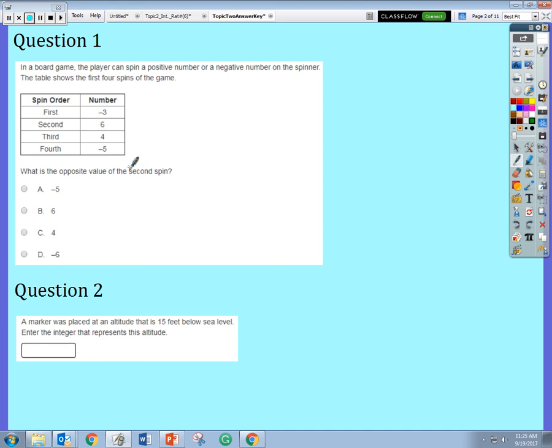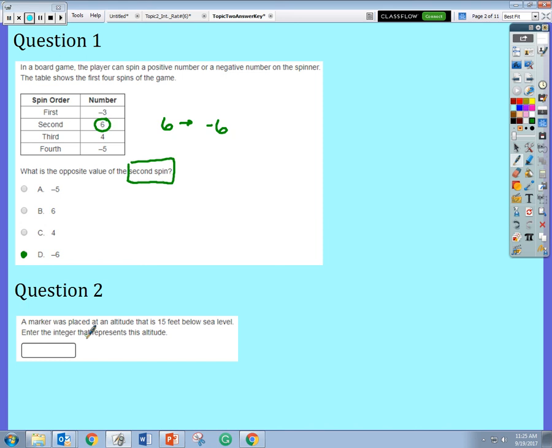Well, I'm going to draw my attention here to the second spin. I have to ignore the first. Okay, we have a 6. If we have a 6, we need to find a number that's the same distance from 0 as 6 is. So the opposite of 6 would be a -6. All right, and there we go. We're done with number 1.